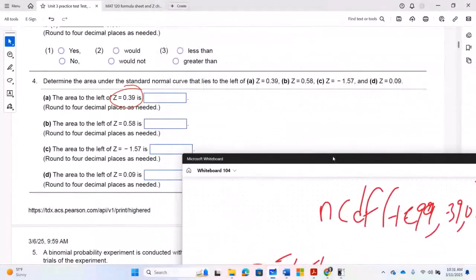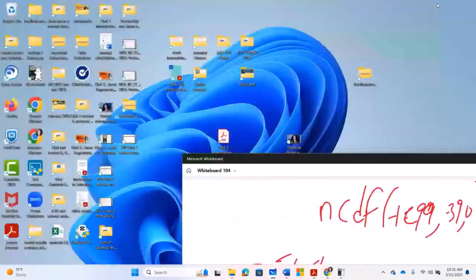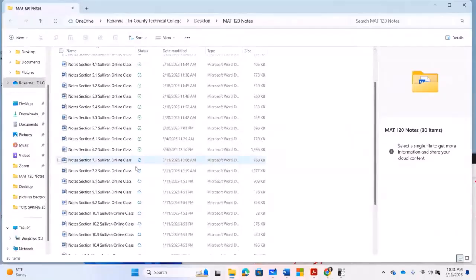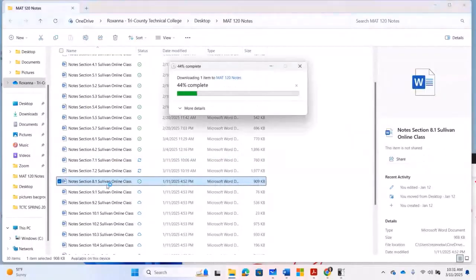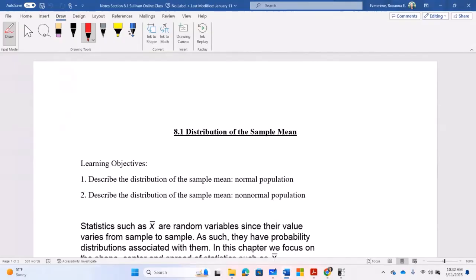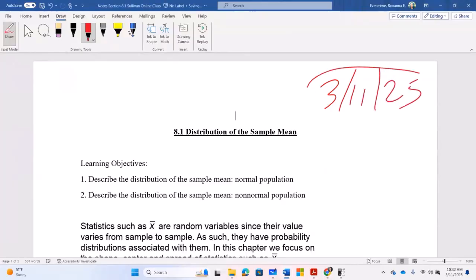So I'm going to pull up the 8.1 notes, so we can read it and find out what it is saying. What is the 8.1 note saying? All right, so this is 8.1. And today is 3/11/25.